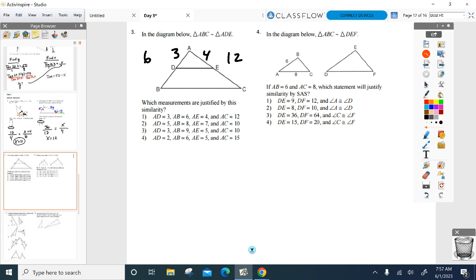I'm going to tell you that's wrong. And we're going to talk about why there's no way those triangles could be similar with those measurements. And why not? 3 corresponds with 6, and 4 corresponds with 12, but those are not equal, right? You can reduce them: 1/2 does not equal 1/3. All right, so their sides have to be in the same ratio. So that is why number 1 is incorrect. Those sides are not in the same ratio. So find the pairs that make them into the same ratio.